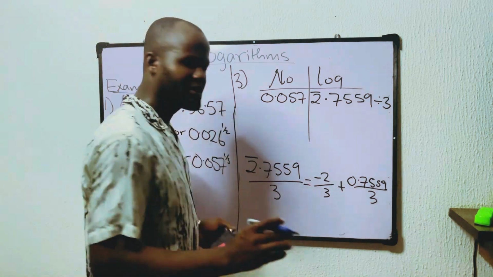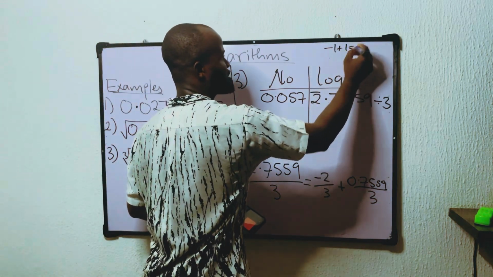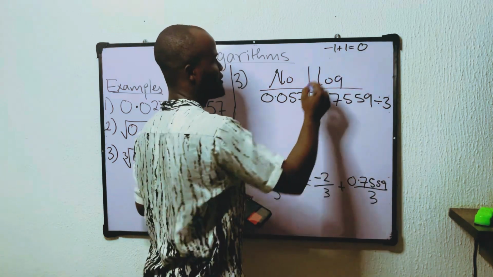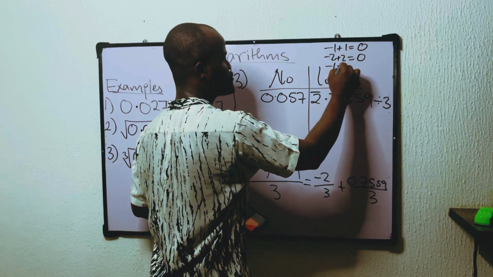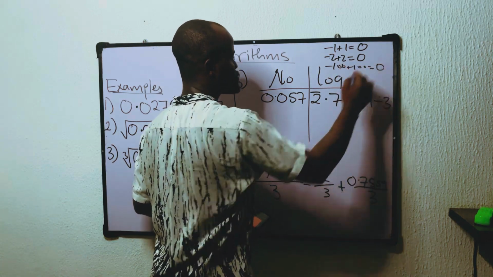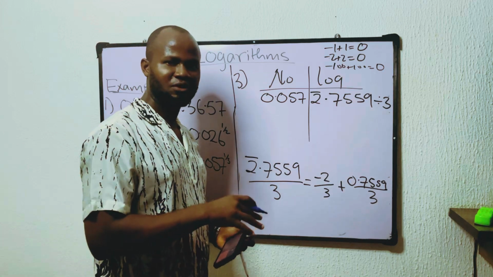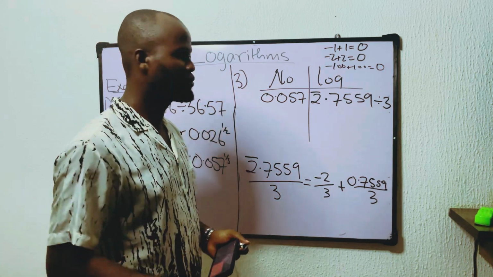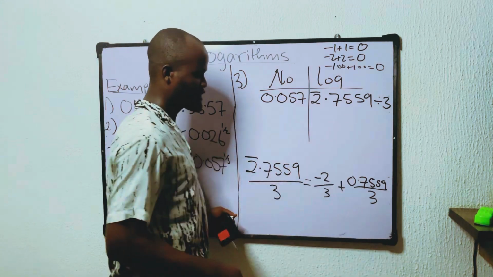So now, let's do something. Minus 1 plus 1, what does it give me? 0. Minus 2 plus 2 gives me what? 0. Minus 100 plus 100 gives me 0. So minus any number plus that same number always gives 0. So we are going to apply this principle to this expression that we have.